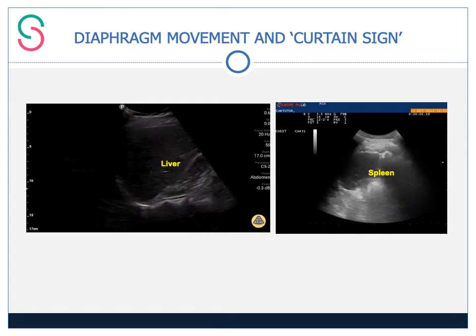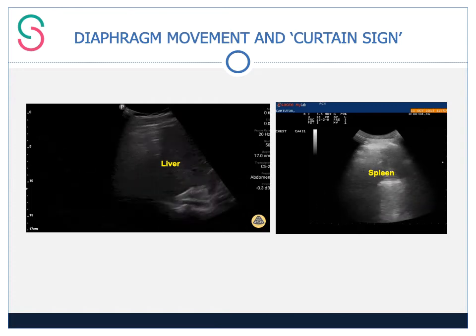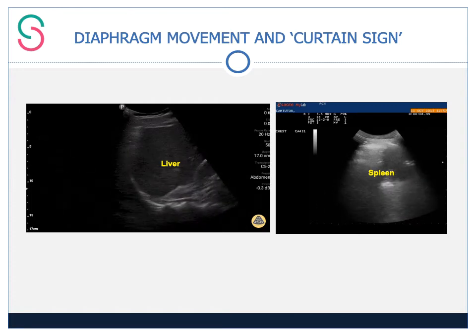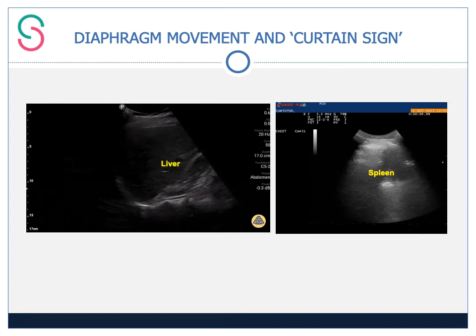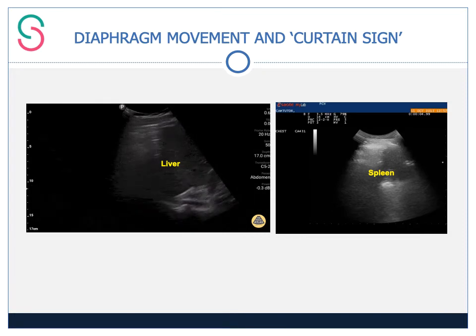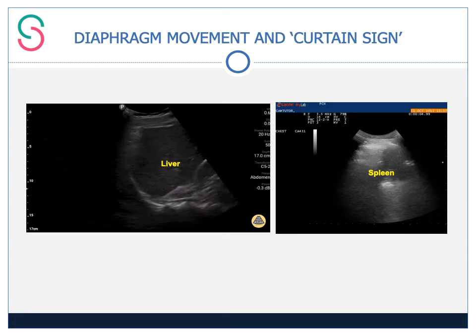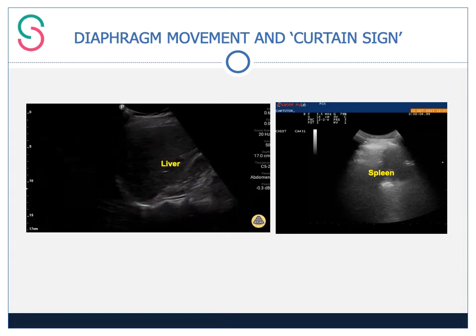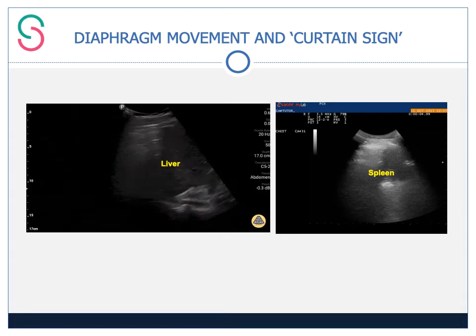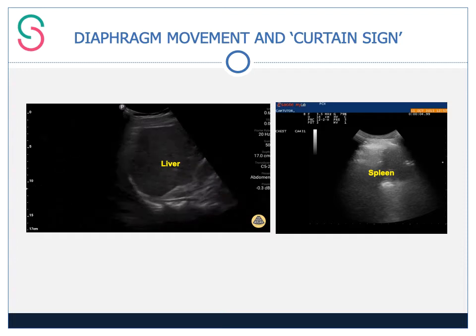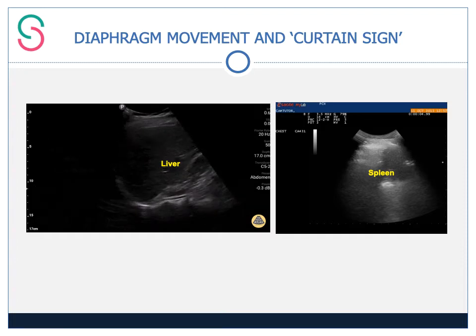And on the other side it can be more challenging to identify the left-sided diaphragm because you have to use a smaller organ, the spleen, as your acoustic window, but you can sometimes position the probe posteriorly and get a better visualization, and you're looking for the same downward movement with breathing in.